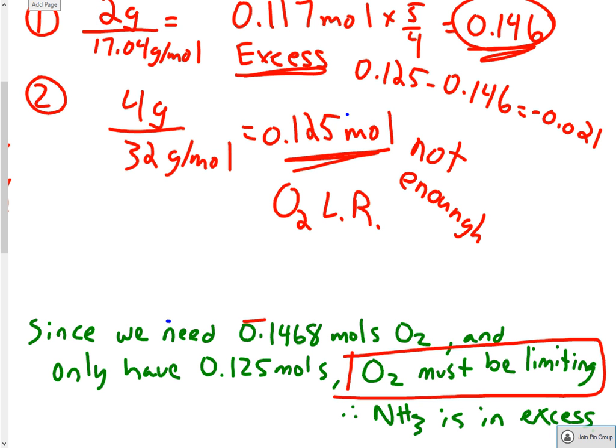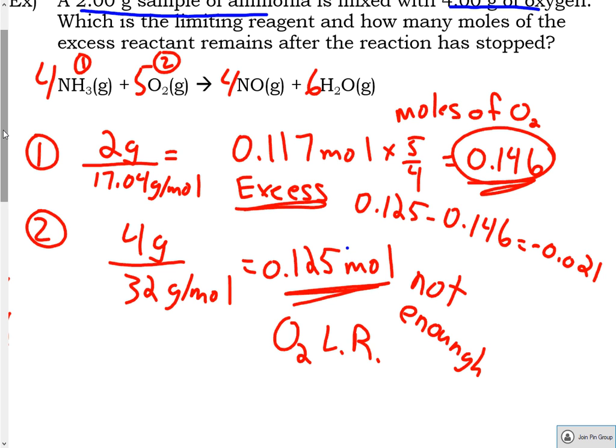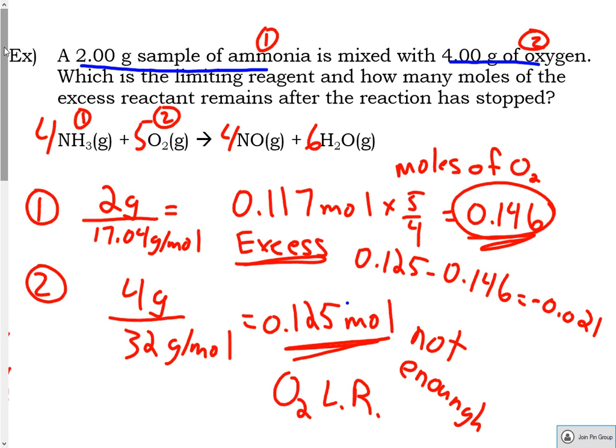Okay, so we're going to quickly finish this one up. This is the example that we were working on the other day. We were given an amount of ammonia, 2 grams, and 4 grams of oxygen. So we had to go through, remember, and calculate which one will be the limiting reagent. So which one gets used up.